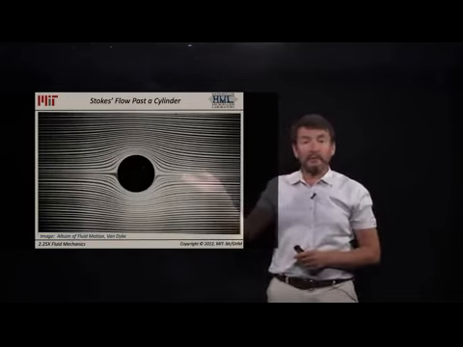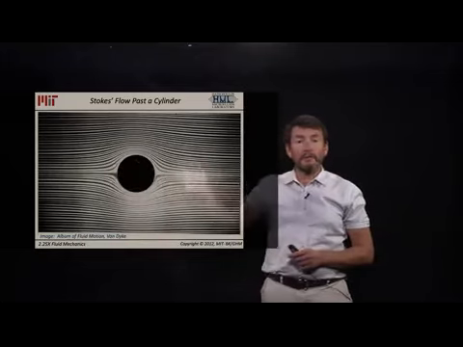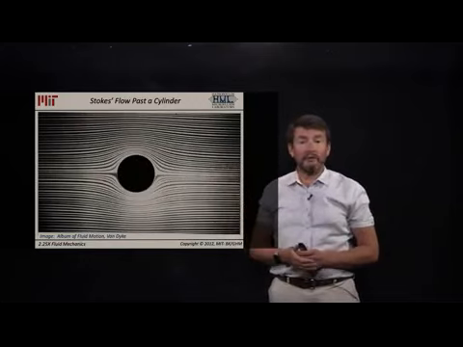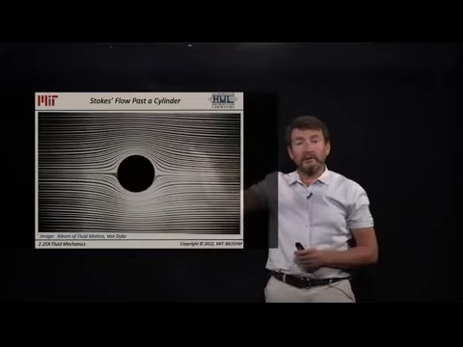But the first thing you might notice from this is you can't really tell if the flow is going from the left to the right or from the right to the left, because in fact, everything is symmetric. So you can see our streamlines are symmetric. But you can see that material elements are certainly flowing past our cylinder.